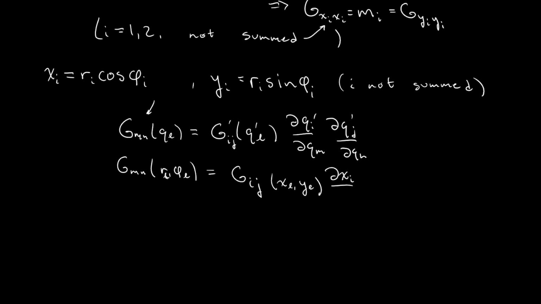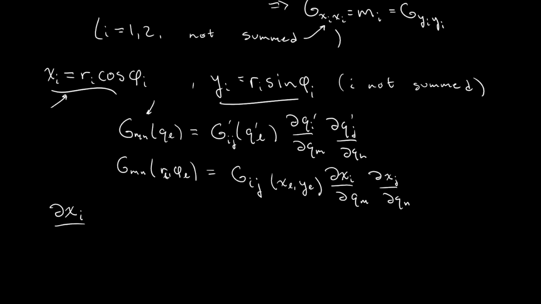This is ∂x_i/∂q_m ∂x_j/∂q_n, where I'm being a little sloppy with notation, admittedly: in this expression x can be either x or y, and q can be either r or phi. So we just have to take derivatives of these expressions with respect to r and phi, is sort of the end moral of the story. And we really only have to take four derivatives, which are easy enough to do.